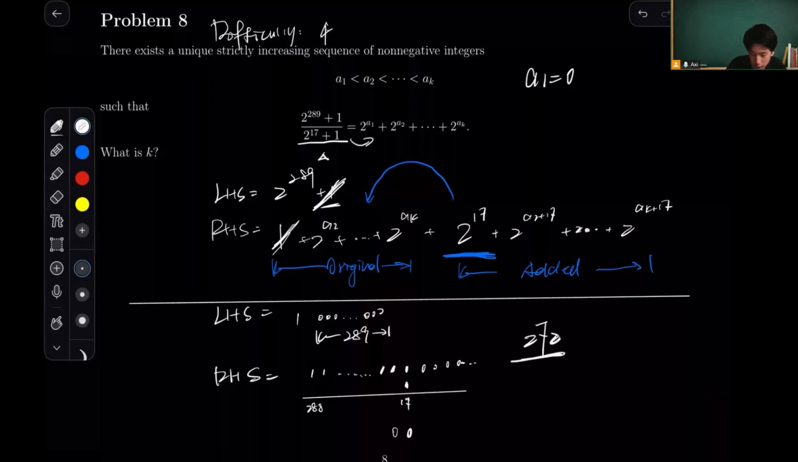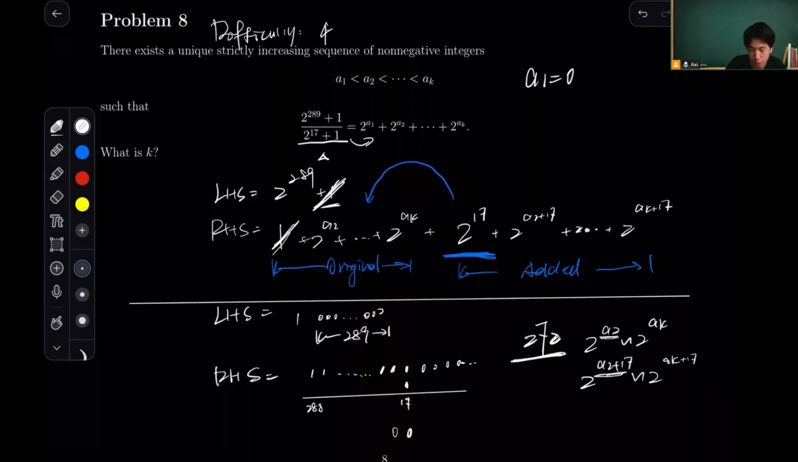272 ones from the terms given by 2 to the a2 to 2 to the akth power, and 2 to the a2 plus 17th power to 2 to the ak plus 17th power. This is what we require. For every single a, it is going to contribute 2 ones because there is an A2 and also an A2 plus 17 in the list, right?